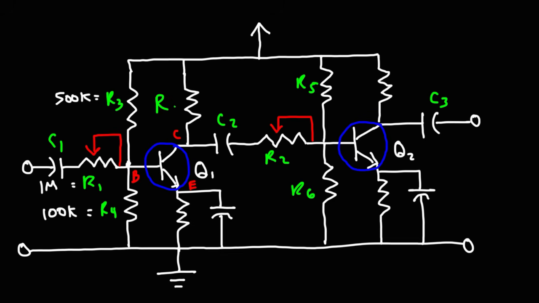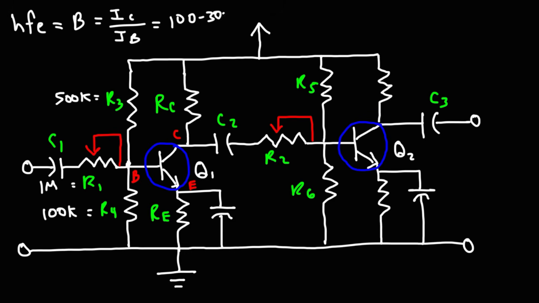Now let's call this RC, the collector resistance, and RE, the emitter resistance. Another thing that you need to keep in mind when designing an amplifier circuit is the HFE, or the beta value of the circuit. Beta is the ratio of the collector current to the base current. And for a typical NPN transistor, this could vary between 100 and 300. So that tells you the current gain of the transistor.